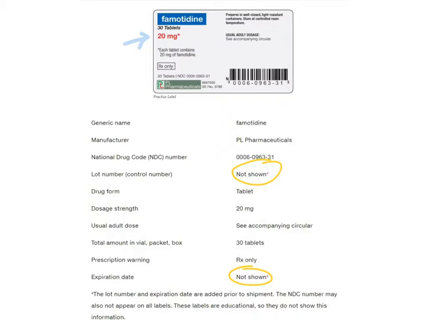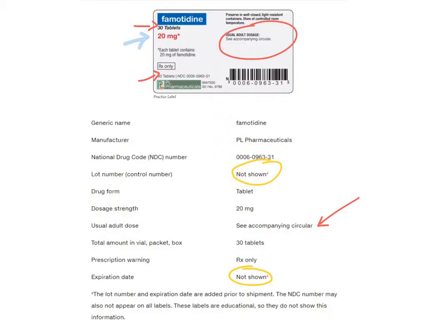The usual adult dose, it does ask us, so what would be the typical adult dose? Easy to spot there. It just says straight up usual adult dosage, and it says C accompanying circular, which is very similar to C package insert, just means that there's something in the container or package that will provide that information for you. The total amount in the package or box, it does say 30 tablets in 2 different spots here, 30 tablets right here and right here. So we know that there are 30 in there.